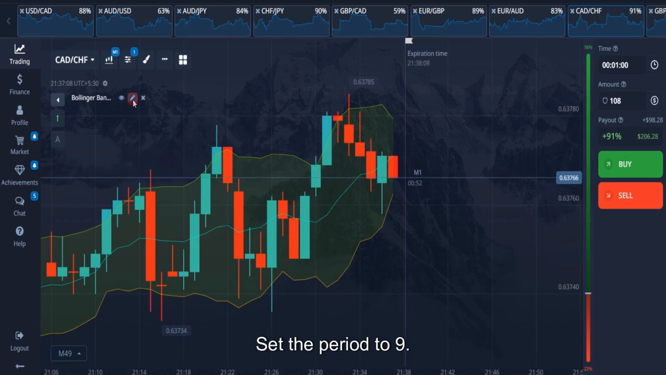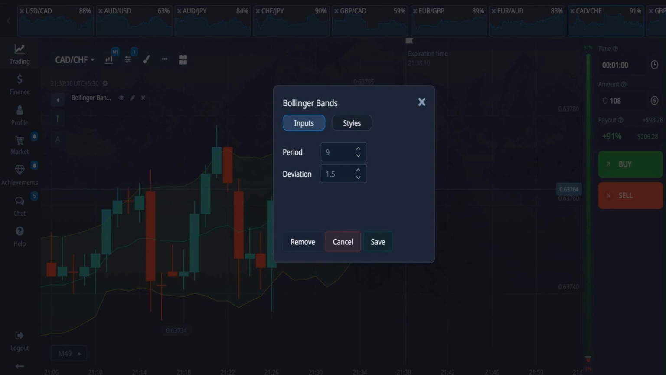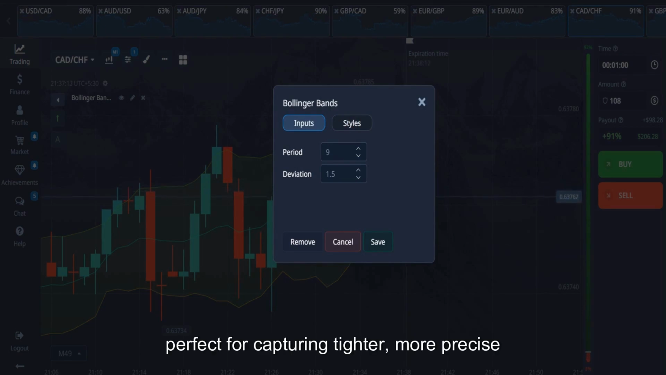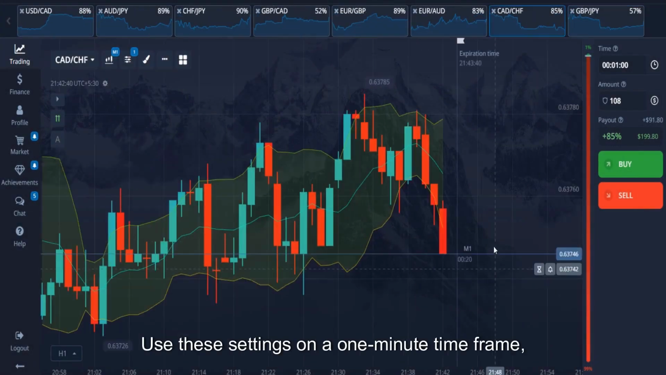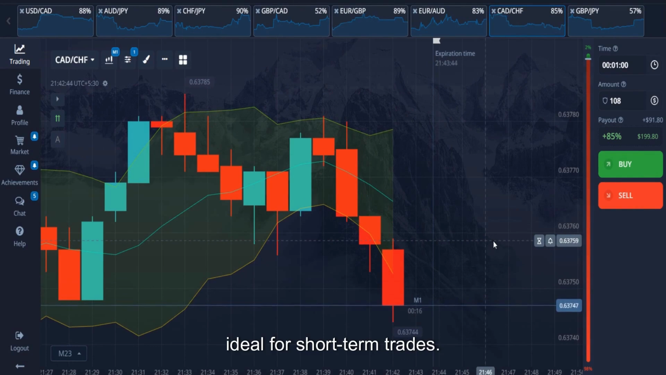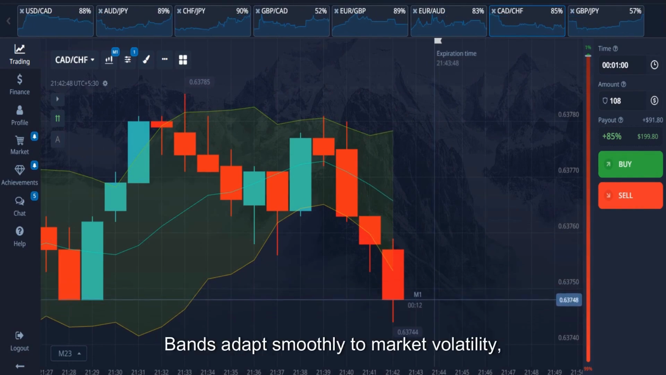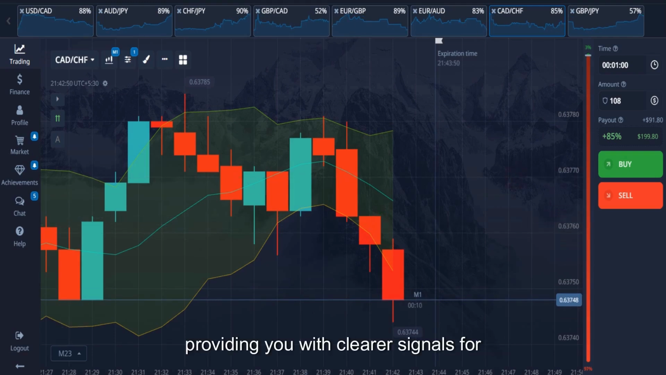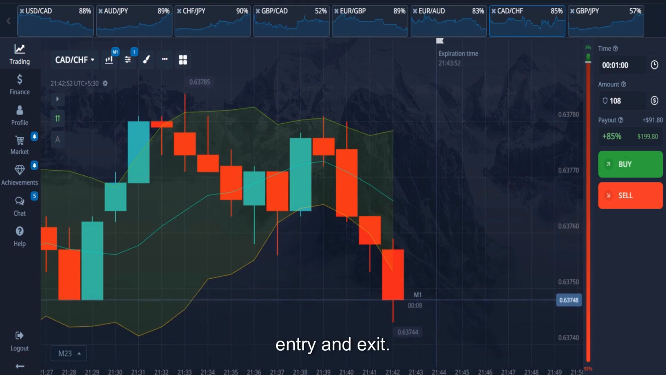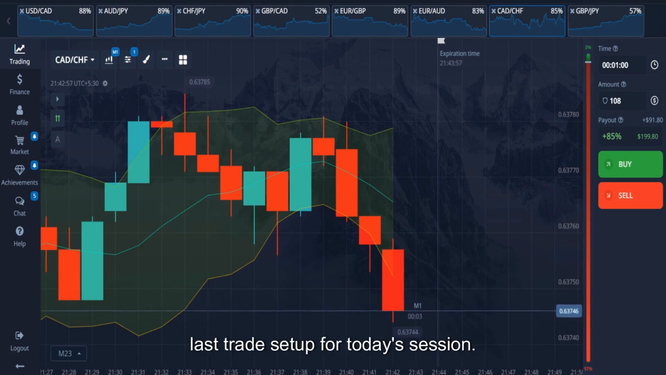Set the period to 9. This makes the bands respond more quickly to market movements. Adjust the deviation to 1.5. Perfect for capturing tighter, more precise signals. Use these settings on a 1-minute time frame, ideal for short-term trades. These adjustments ensure that the Bollinger Bands adapt smoothly to market volatility, providing you with clearer signals for entry and exit. All right, now let's move on to find one last trade setup for today's session.